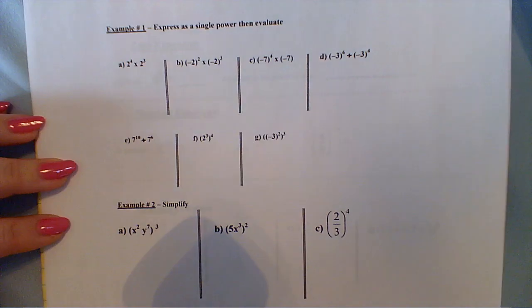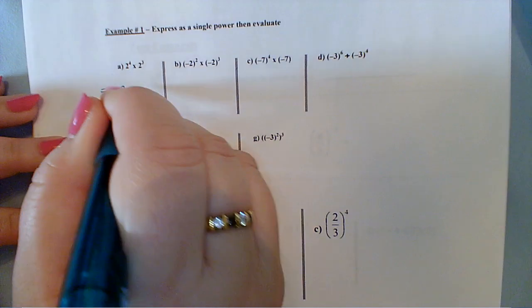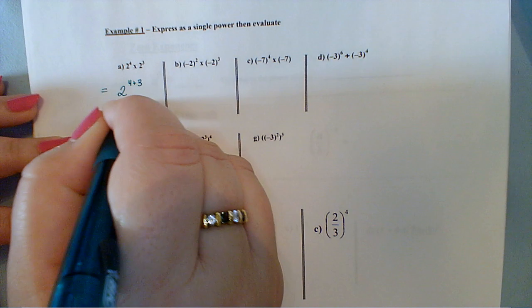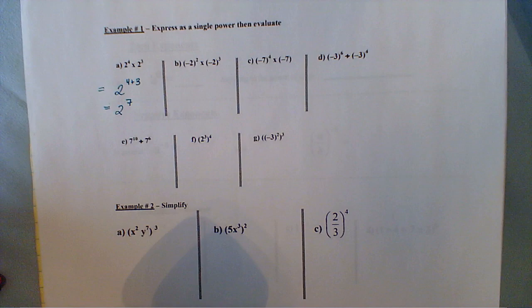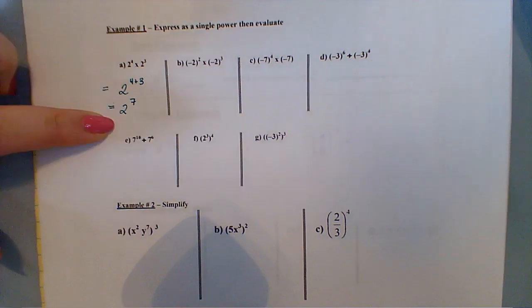So the first one, 2 to the 4 times 2 to the 3. So we keep the 2 as the base, and we add those exponents, which means we have 7 2's altogether. Now, you don't have to write this middle step. This middle step is just me showing you how I'm getting my final answer.